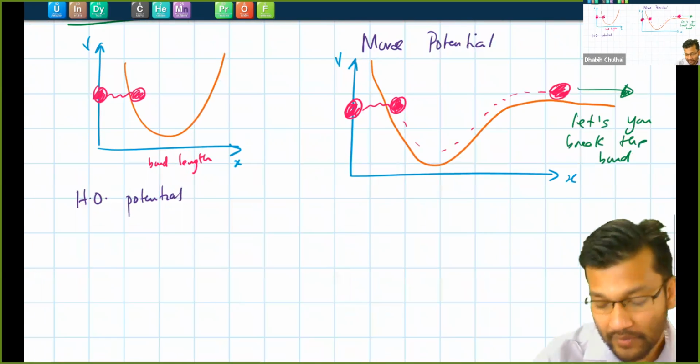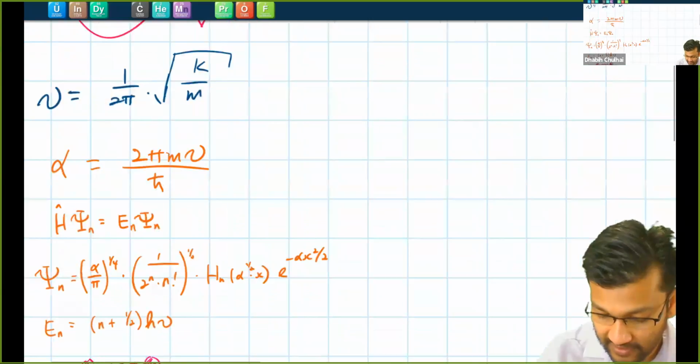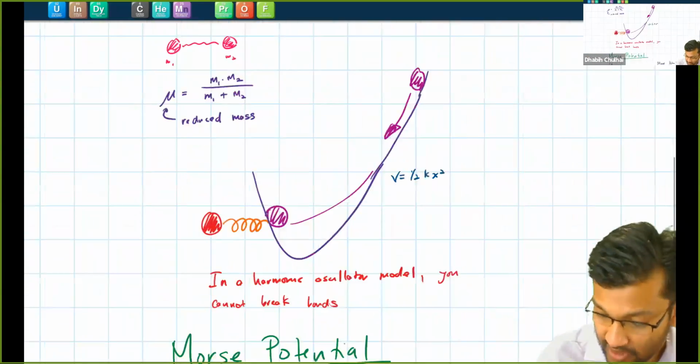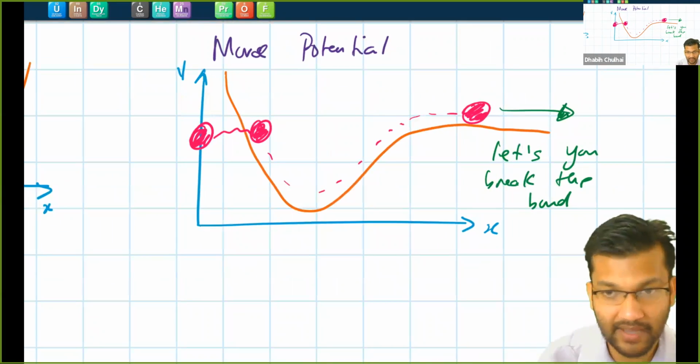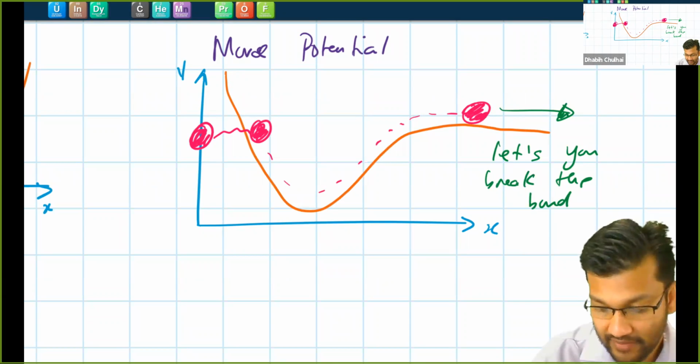And the reason why we taught you about the harmonic oscillator potential, even though it doesn't break bonds, is because we have an answer for it. Mathematicians have found an answer, and it can tell us something about the system. The Morse potential is ridiculously complex, and we don't have a nice mathematical answer to model this. So it wouldn't make sense for us to look at this in class because we don't have an answer.